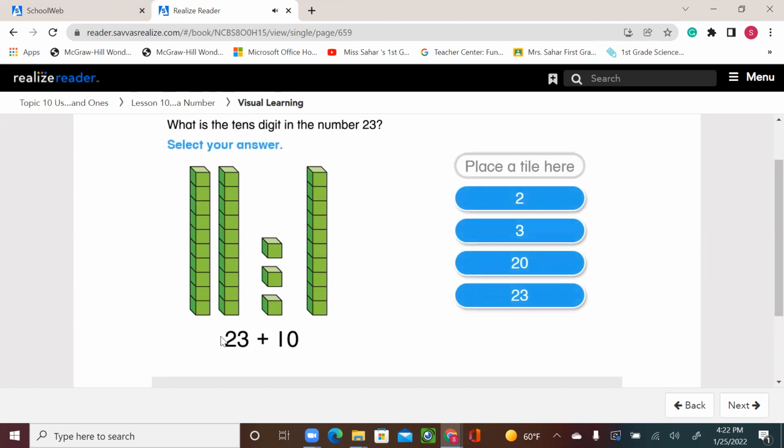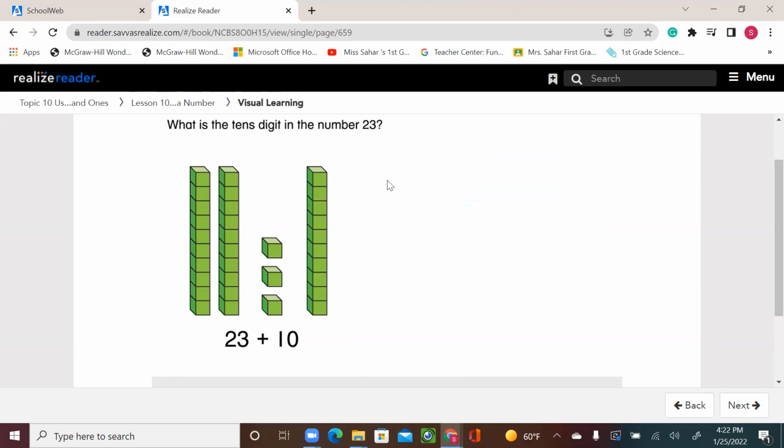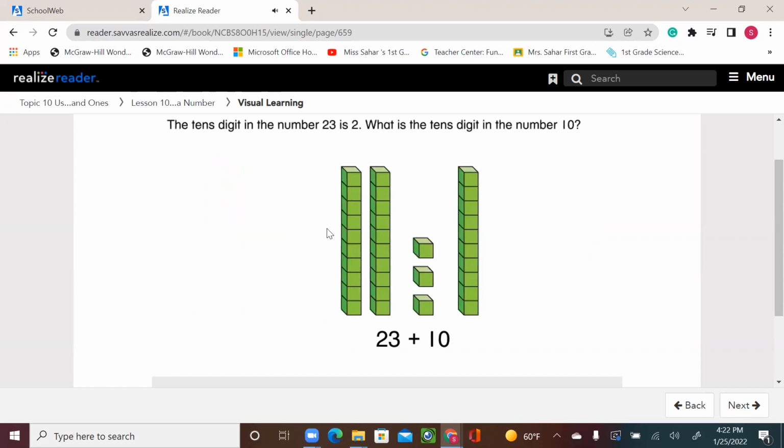Select your answer. All right, so we have a two-digit number, 23, and we have 10. How can I add this mentally without using paper or counting? I add the tens. So in 23, where's the tens? The 2. The tens digit in the number 23 is 2. What is the tens digit in the number 10? The tens digit in the number 10 is 1.